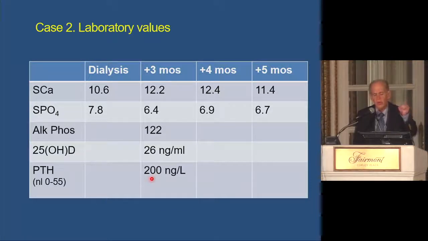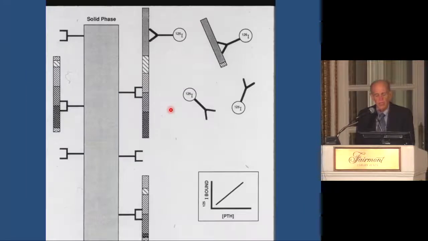Now, a PTH of 200 in a dialysis patient isn't that high. The old KDOQI said 150 to 300. The new KDIGO says up to about 560 or 600. Not that high. Certainly does not explain that calcium of 12.2.